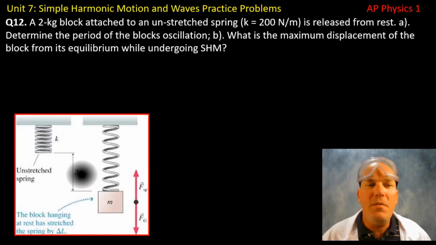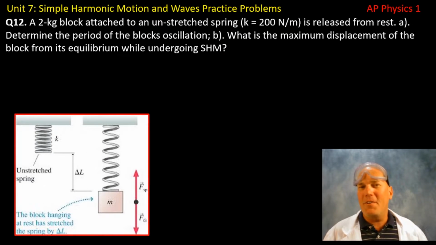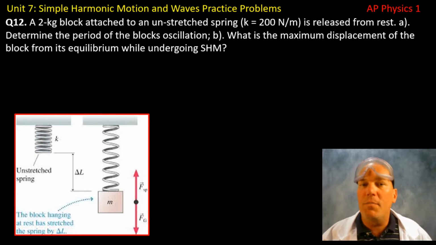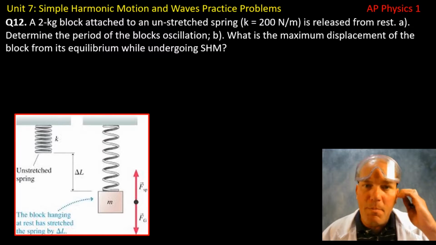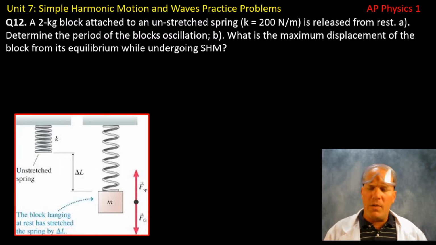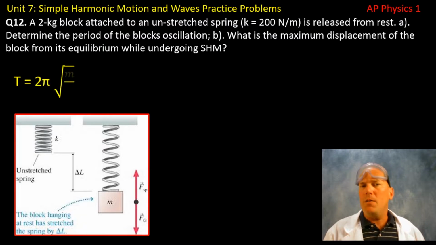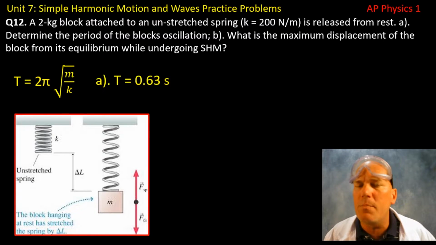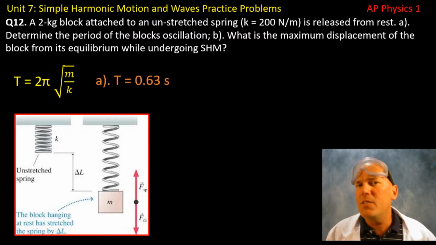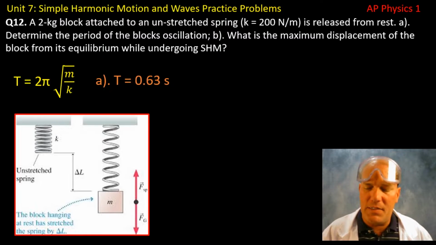In question 12, we have a 2 kilogram block attached to an unstretched spring. You have the K value, and it is released from rest. Determine the period of the block's oscillation and find the maximum and minimum displacements of the block from its equilibrium position while undergoing simple harmonic motion. For the period, we're going to use our equation: T equals 2 pi times the square root of mass divided by K. That's a plug and chug. The period is 0.63 seconds.